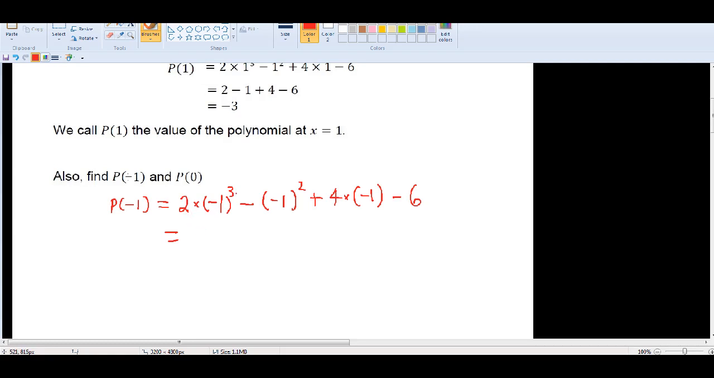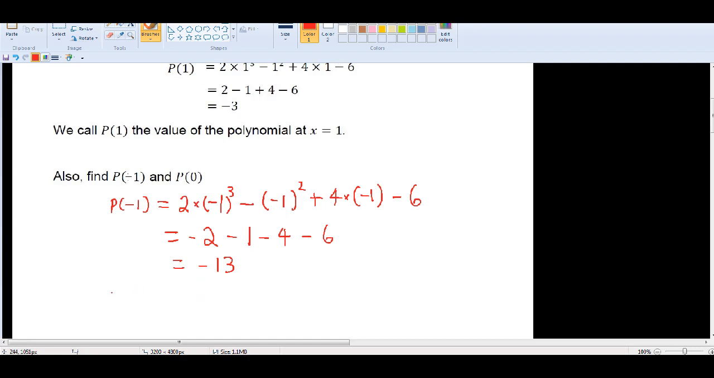2 times (-1) to the power 3, we all know that (-1) to the power 3 is minus 1, right? So 2 times minus 1 will be minus 2. How about (-1) squared, which should be 1, and you've got minus outside, so it's minus 1. 4 times minus 1 is minus 4, then minus 6. So what would be the answer? The answer would be minus 13.